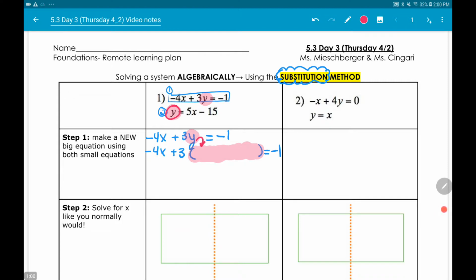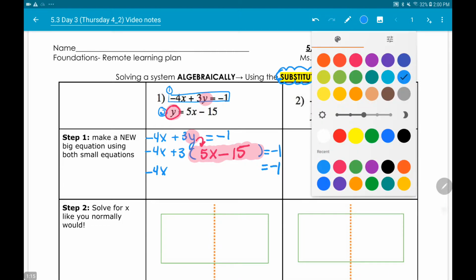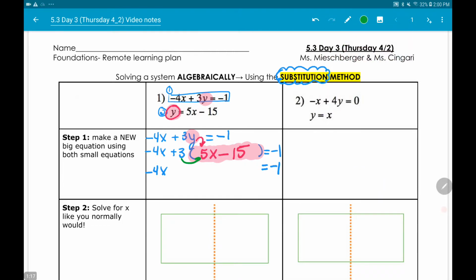All right, now what's going to go in those parentheses? The expression 5x minus 15. Now everything is going to stay the same except for the parentheses. I'm going to go ahead and use the distributive property. Distribute means to multiply, so I'm taking the 3x and multiplying it with the 5x. I do that again, and that gets me negative 45.